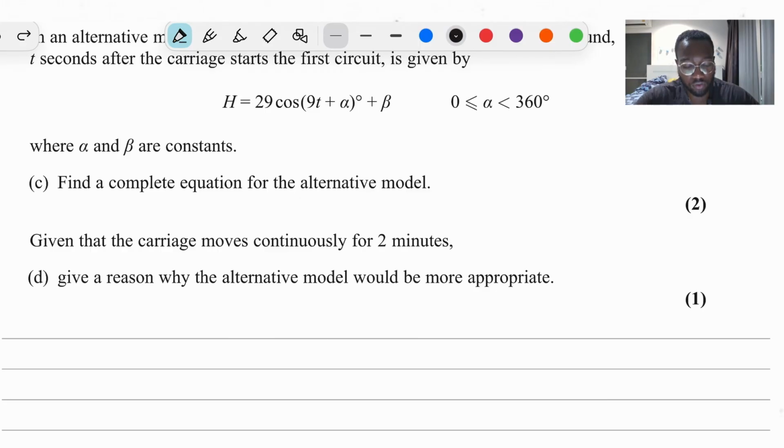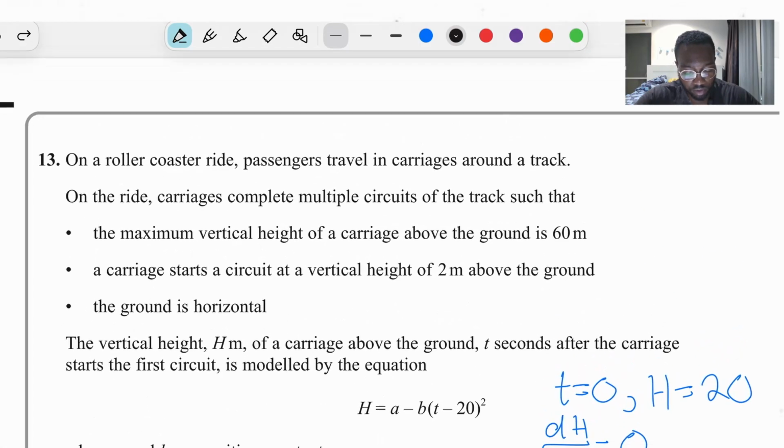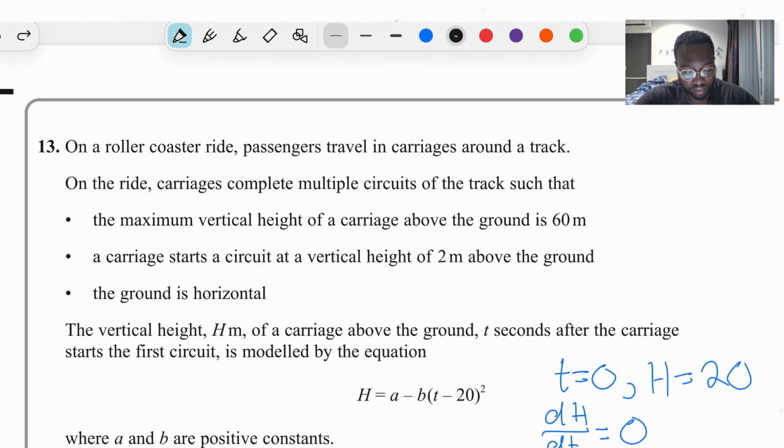Well, one thing I'll think of is this is a roller coaster ride, so it's going around in circles effectively. It's going to do one circuit and then another circuit. It's going to keep repeating itself. And with trig equations like this, the cos x is going to repeat itself every 2 pi, right? Because that's how it works.